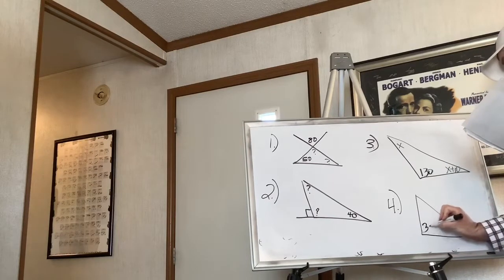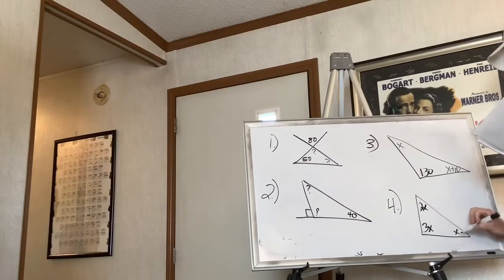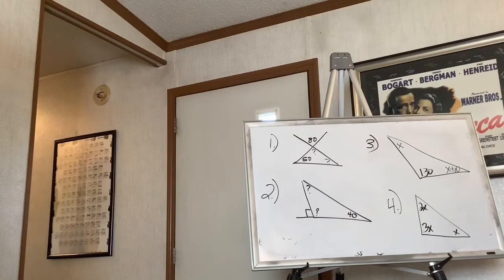3x, 2x, and x. So you're going to add them all up. Remember, set equal to 180. So there's your problem. On this one, I just want you to solve for x, and this one just solve for x for now. Just solve for x, and when you solve for x, then you're done. You don't have to plug them back in yet.